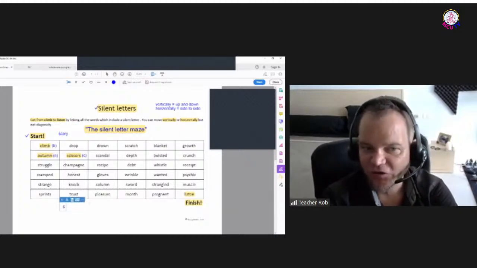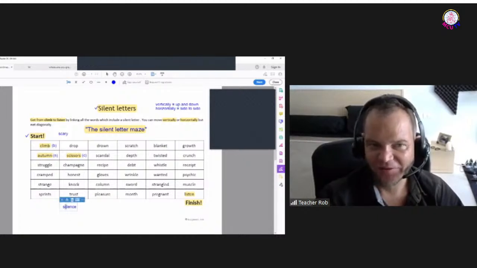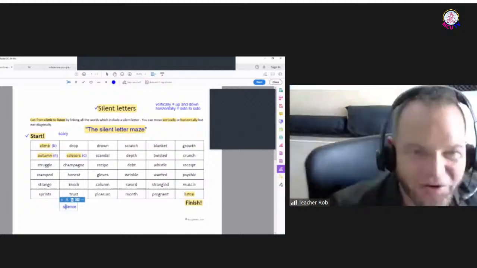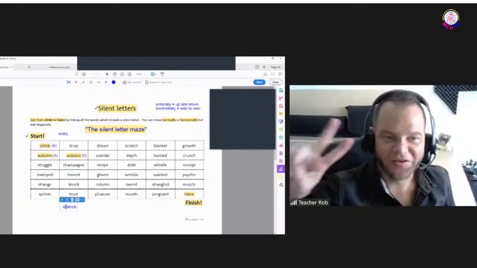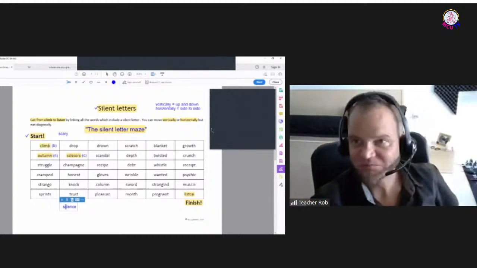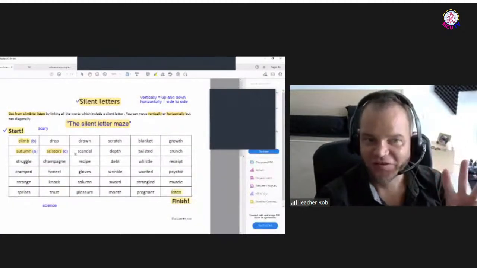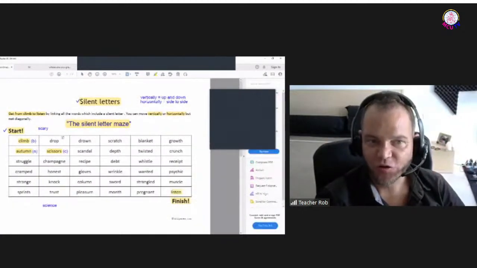Some other words do this, maybe like science, for example, that does the same thing. You don't hear the C. So very good. So far we got a silent B, a silent N, and a silent C in scissors. Okay. Now you guys, we can do up to 3 different ones. So now we have the choice of drop, scandal, or champagne.